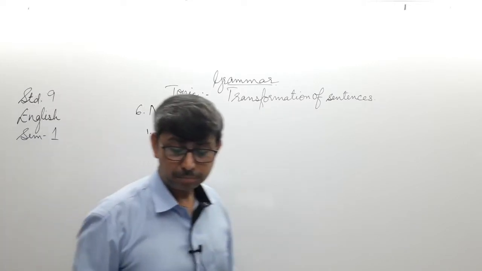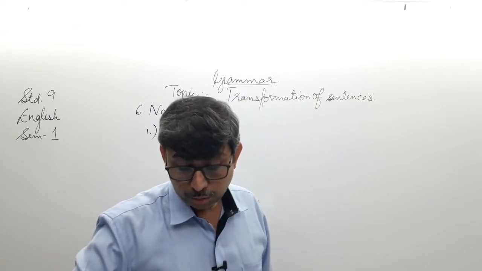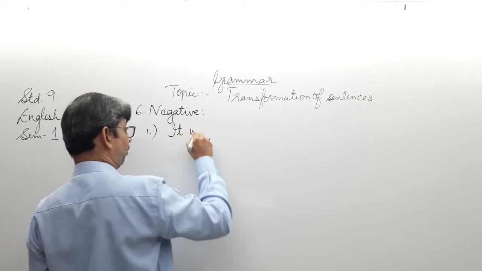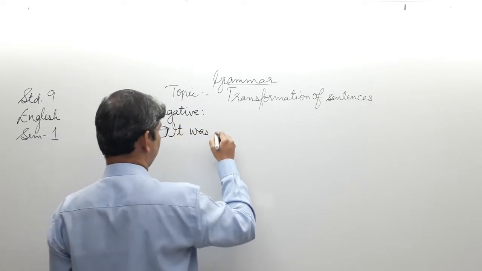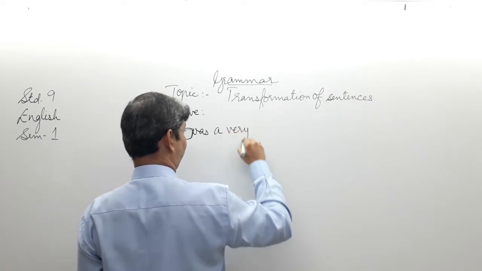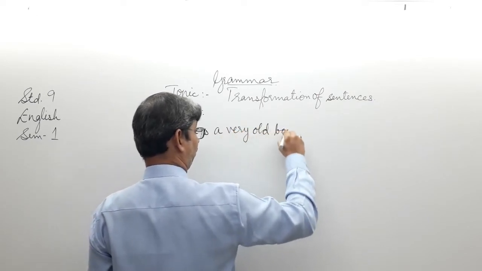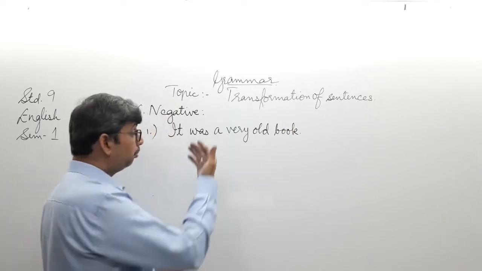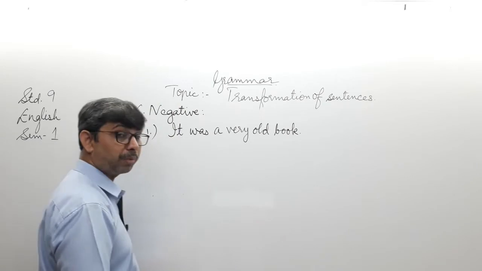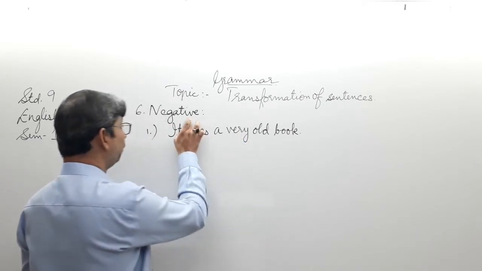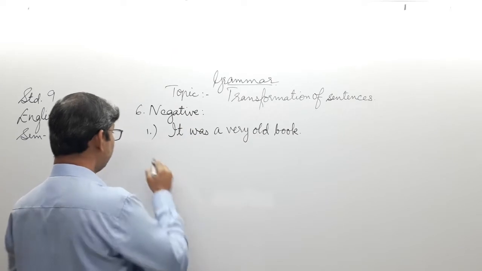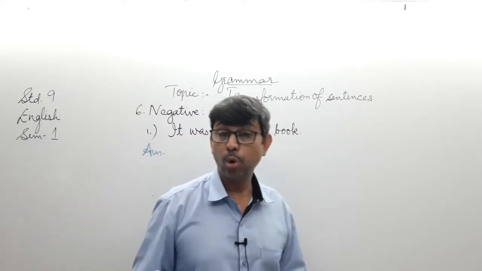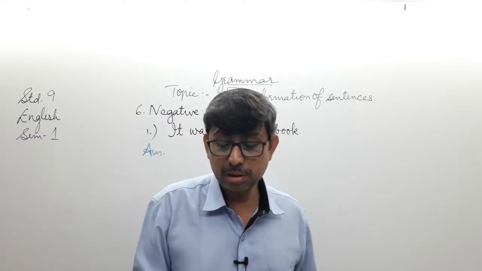First one, first example. It was a very old book. Well, once again, we have the same sentence, but for a different purpose. The sentence was taken prior to this in the previous transformation for exclamation. This is to be taken for changing into negative. When you change a given sentence which is in the affirmative into negative, make sure that you don't change the meaning. The meaning must remain the same.